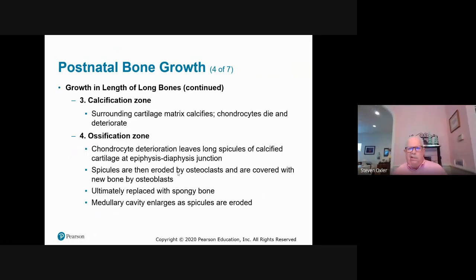The calcification zone is where the matrix calcifies. This is when the cells that maintain the matrix start to die, and those cells are called chondrocytes. The ossification zone is ultimately replaced by spongy bone.